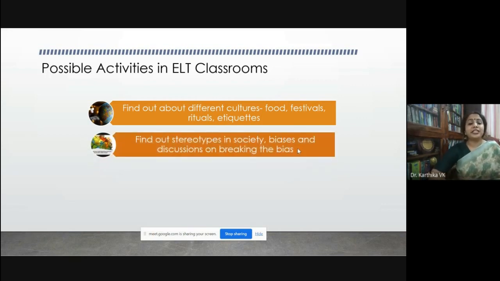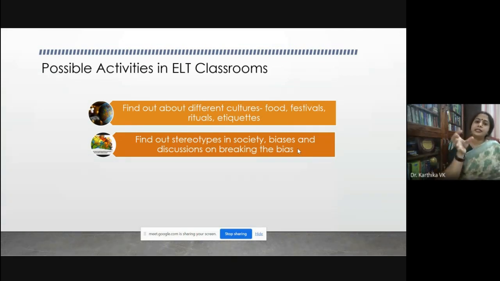Then find out stereotypes in society, biases, and discussions on breaking the bias. This could be gender biases, caste-based biases, so many things. So one thing that the students immediately jump to when we give this is about reservation. And if you listen to them, you will go mad, because they have very strong kind of points about it, which lacks any kind of historical reading at all. So it's a teacher's duty to induce that kind of critical reading skills also among the students when they claim that, yes, I'm very well aware of it.